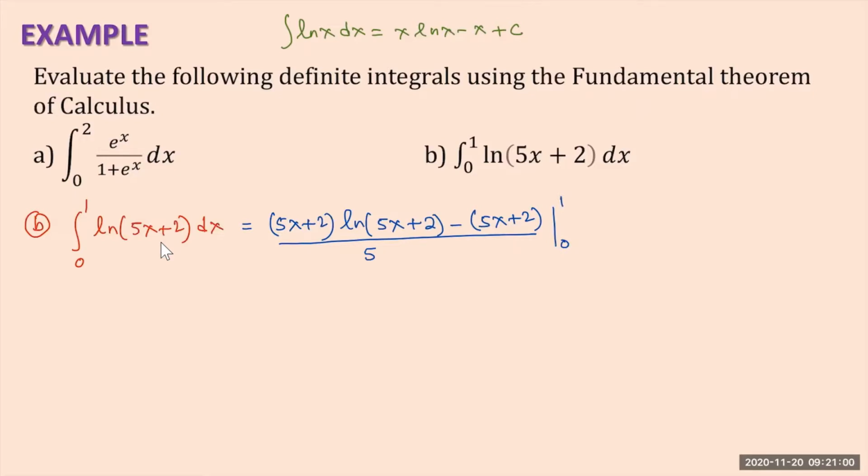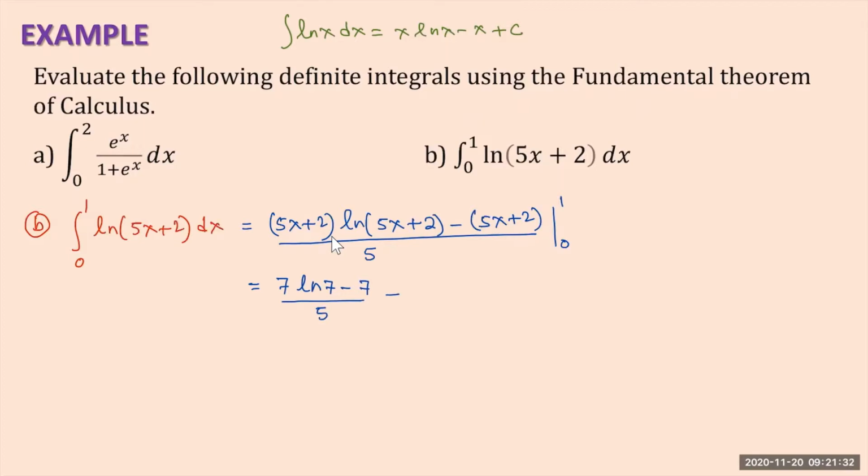Once we use the formula and divide by the derivative of the inside function, we can evaluate or simplify this using the fundamental theorem of calculus. That is, first we plug in the upper limit, subtract, and plug in the lower limit. If I plug in the upper limit 1, 5 times 1 plus 2, the value of 5x plus 2 will be 7. So it will be 7 natural log 7 minus 7 divided by 5.